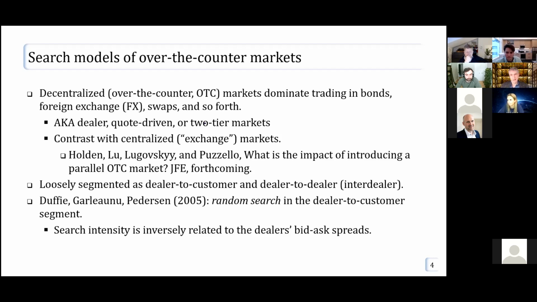But these markets, one of their key features seems to be there is a segmentation. The dealer-to-customer transactions differ from the dealer-to-dealer or interdealer trade. And over the years, we've had many ways of looking at these markets, but probably the dominant paradigm right now dates to Duffie, Gârleanu, and Pedersen from around 2005, based on random search. And here, the search intensity in their model is inversely related to the dealer's bid-ask spreads.